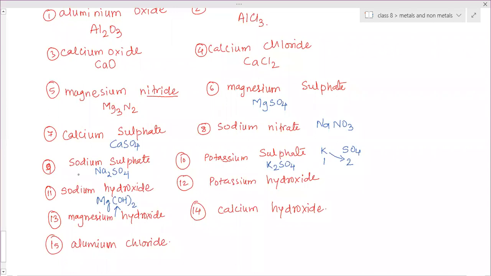What is sodium hydroxide? NaOH. Potassium hydroxide is KOH. Magnesium hydroxide is Mg(OH)2. Calcium hydroxide is Ca(OH)2. OH is multiplied with 2, so therefore we have to put brackets. Aluminium chloride, AlCl3.